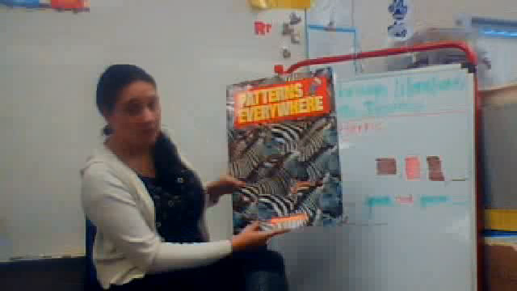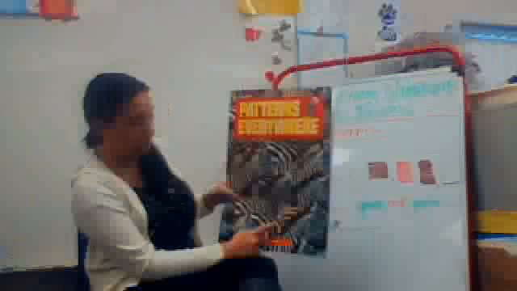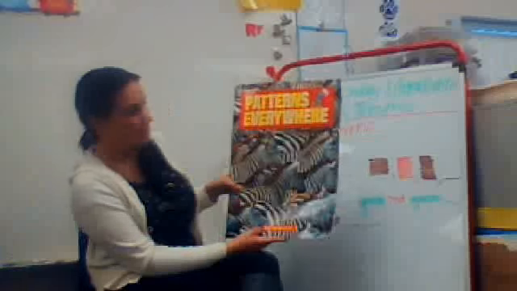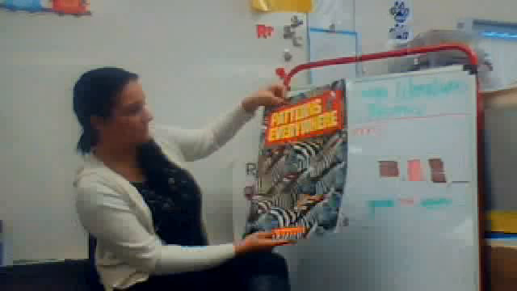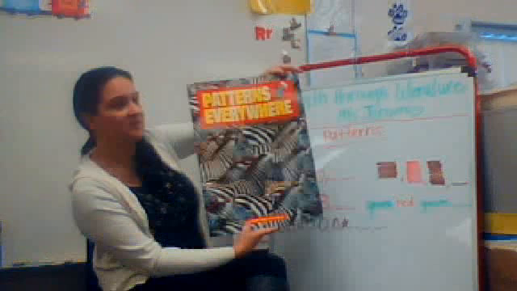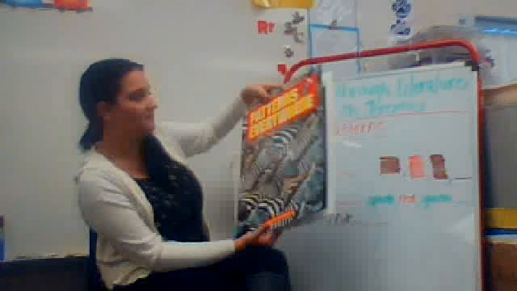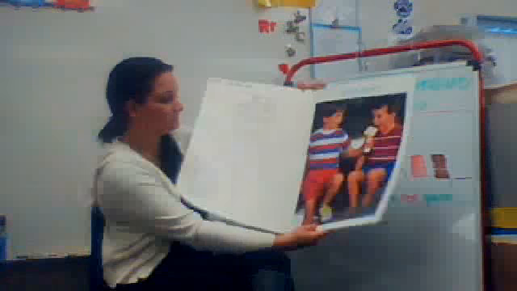And on the zebra, what makes this a pattern is it goes black, white, black, white, black, white. And it continues throughout his whole body. So we're going to see different patterns, and patterns could be anything. Patterns could be sizes, patterns could be shapes, colors. So we're going to look at all different sorts of patterns in here.